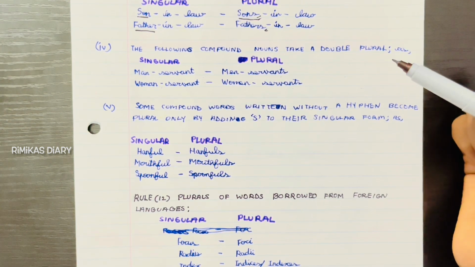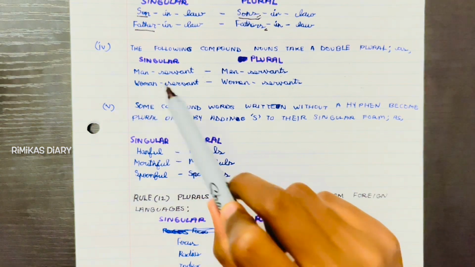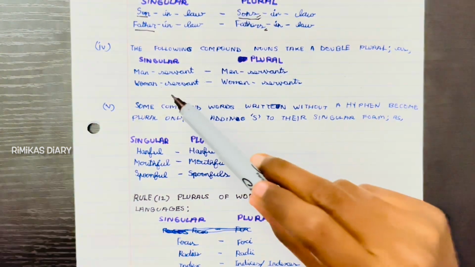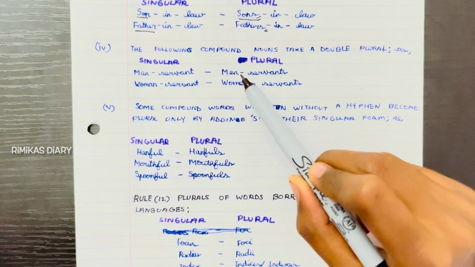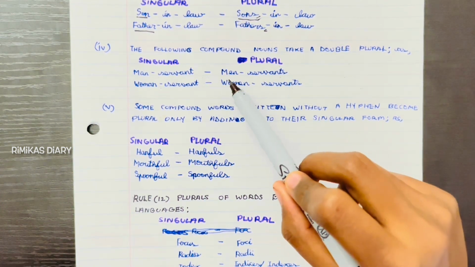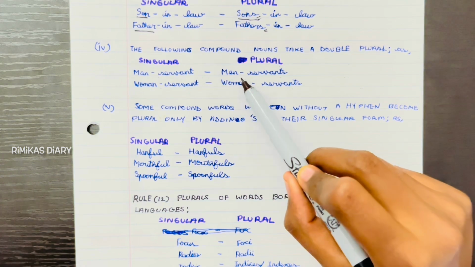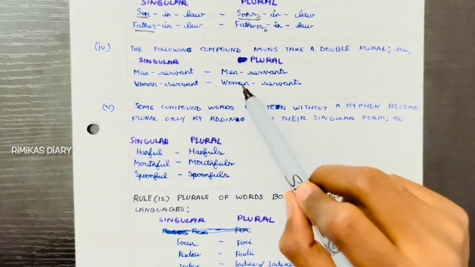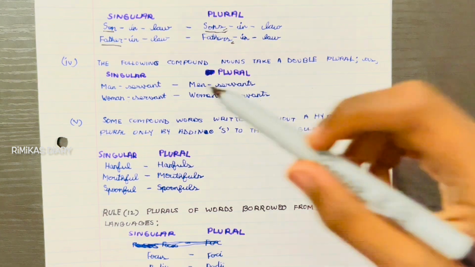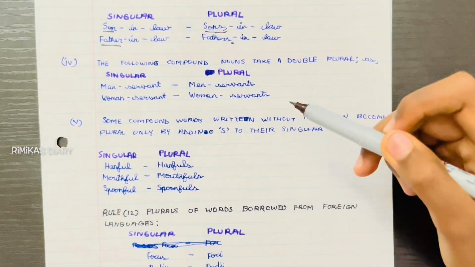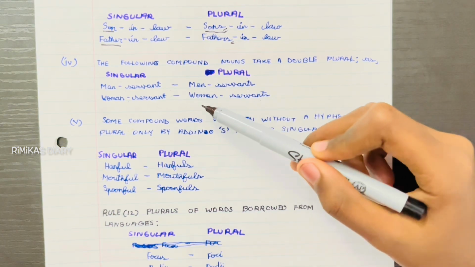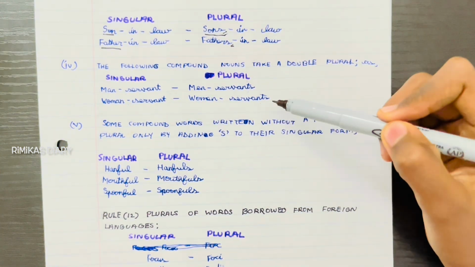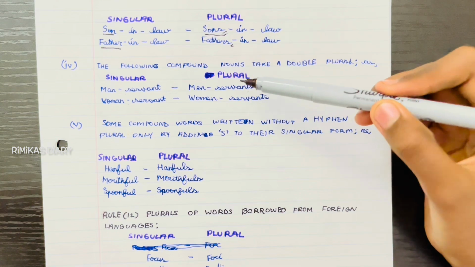Next, the following compound nouns take a double plural. It means there are two nouns in this compound noun and both nouns are changed into plural form. Man-servant is changed into men-servants. So both the nouns here are changed into the plural form. Here we changed man into men and servant to servants by adding an s at the end. Woman-servant is changed into women-servants. So here M-A-N is changed to M-E-N, and in the word servant we added s at the end. So both the nouns are changed into plural form.